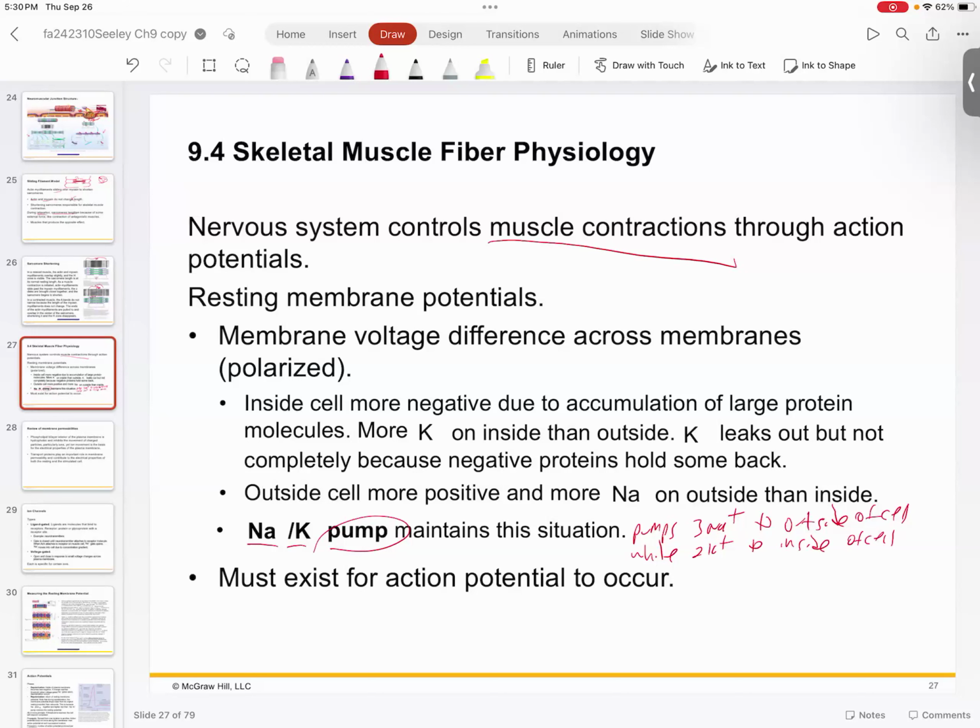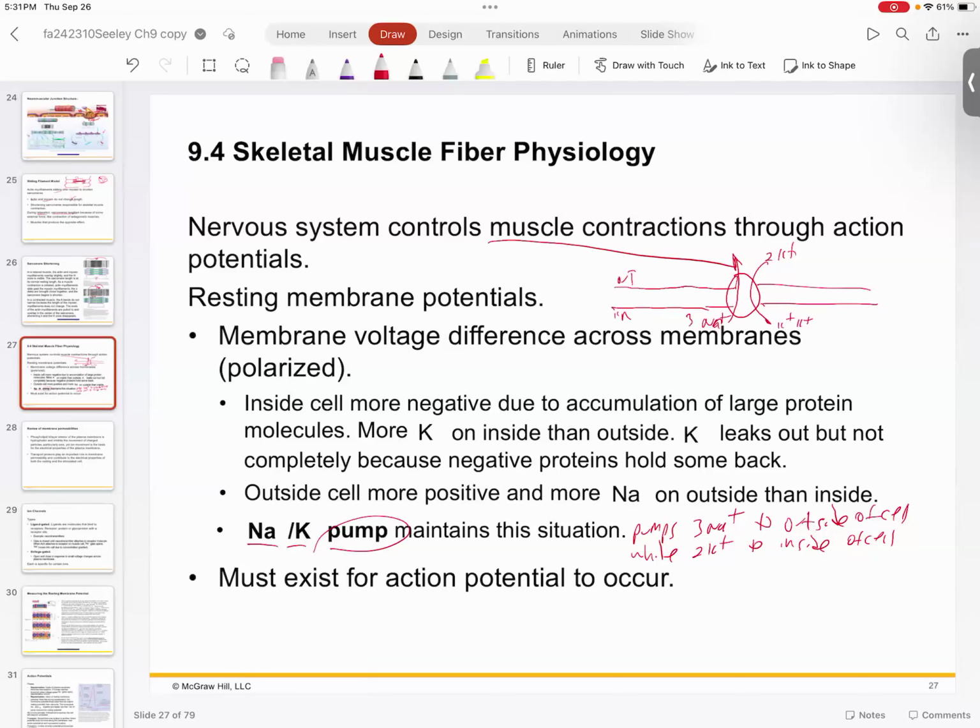So what you're going to create now is a membrane. So here's my membrane. Your sodium-potassium pump, which is the poster boy for all pumps, is going to take 3 sodiums and pump them to the outside. And it's going to take 2 potassiums from the outside and pump them to the inside.